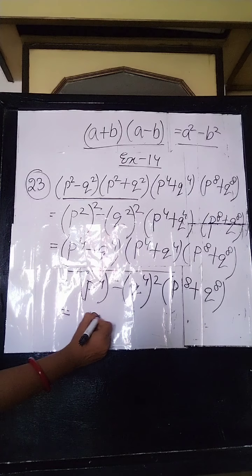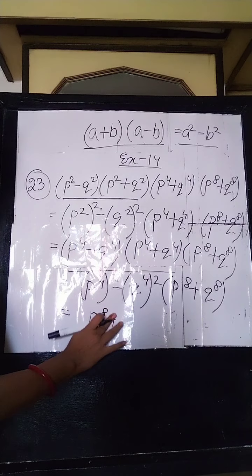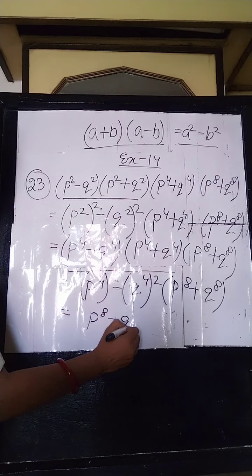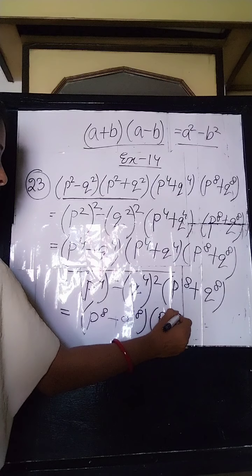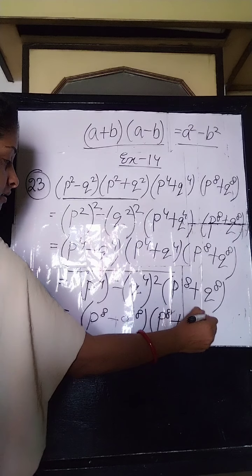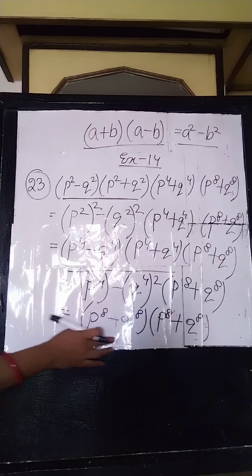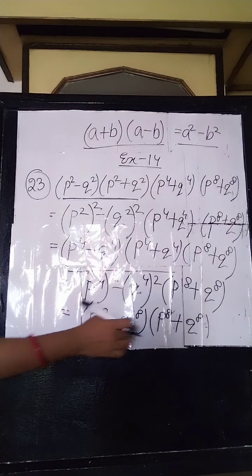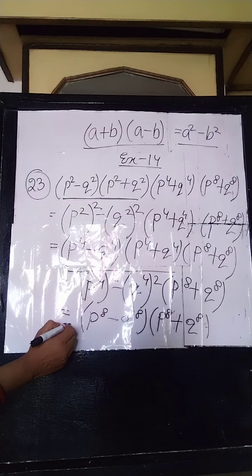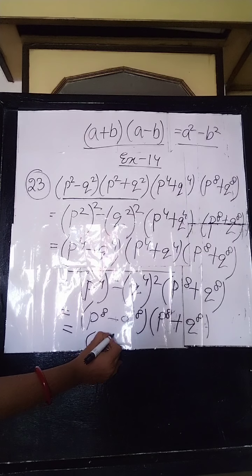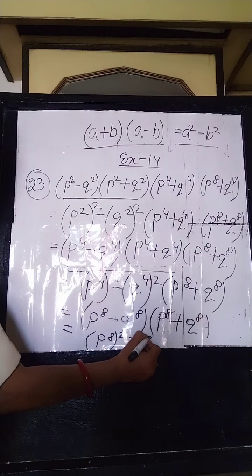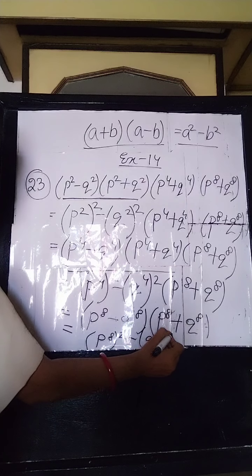So it will become (p to the power 8 minus q to the power 8) in bracket, and the remaining is (p to the power 8 plus q to the power 8). So ultimately the remaining two brackets are these. Again we have to apply the same formula, (a minus b) into (a plus b), and then it will be a square minus b square. Here a means p to the power 8, so (p to the power 8) whole square minus (q to the power 8) whole square.